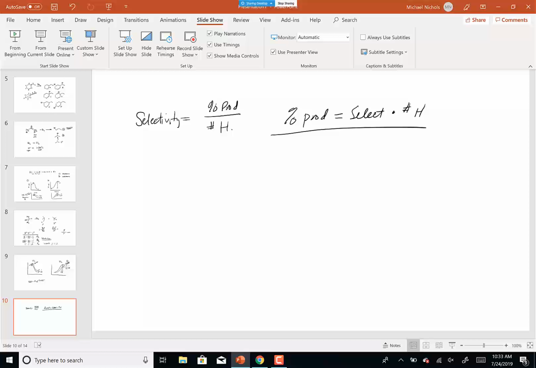So that's a lot. The explanation of why selectivities are different. That's usually where we introduce the idea of Hammond's postulate and the Arrhenius equation and all of that.